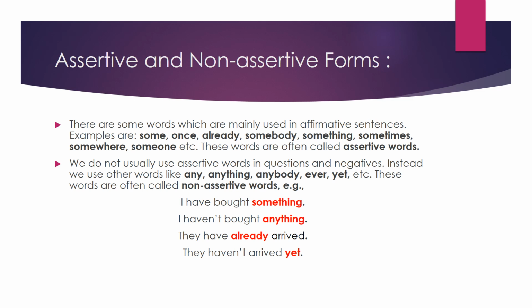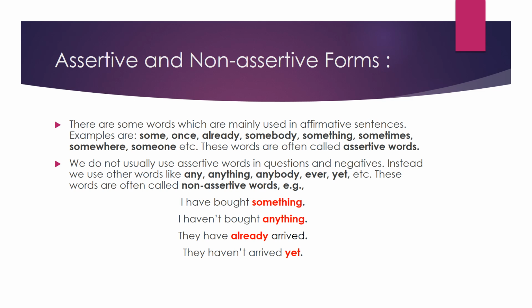But when I change it into a negative, I will say, I haven't bought anything. So anything is the non-assertive form that should replace something. They have already arrived. This sentence is positive and has used already as an assertive form. In the negative, it becomes they haven't arrived yet. So you see, yet has replaced already, because yet is non-assertive and it is mainly used in negative sentences.